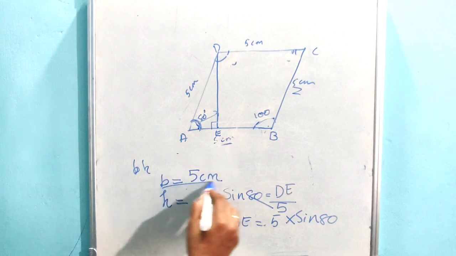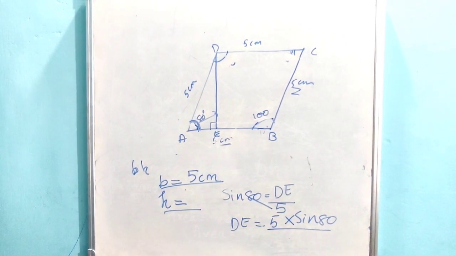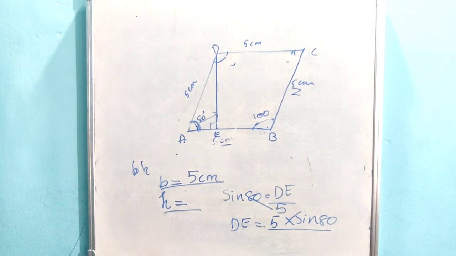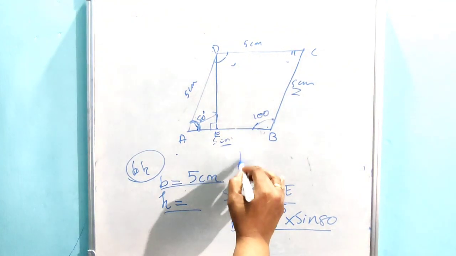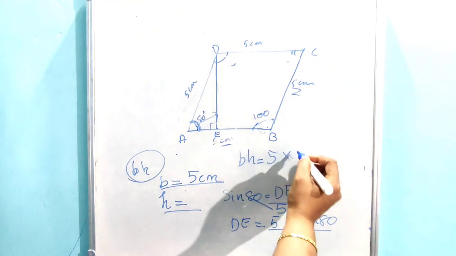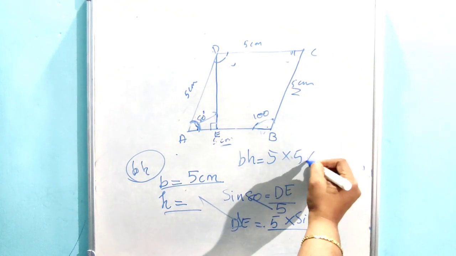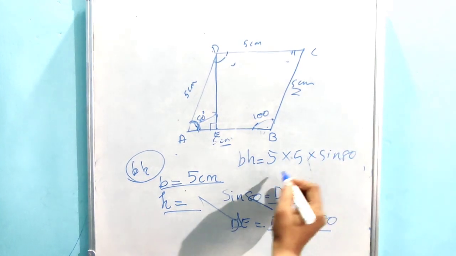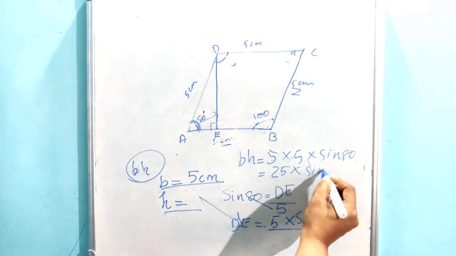So we have the base equal to 5 centimeter and height equal to 5 into sine 80. Just substitute these values in the equation BH, and we have the area of this rhombus. So what is BH? B is 5, and the height is 5 into sine 80. So which is equal to 5 into 5, that is 25 into sine 80.